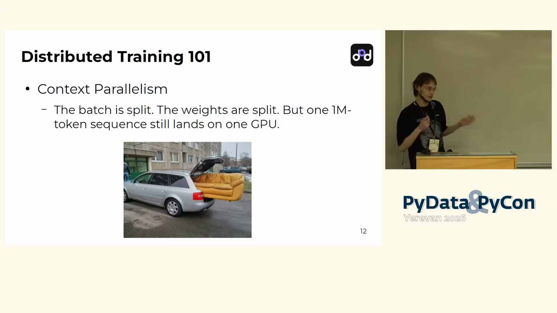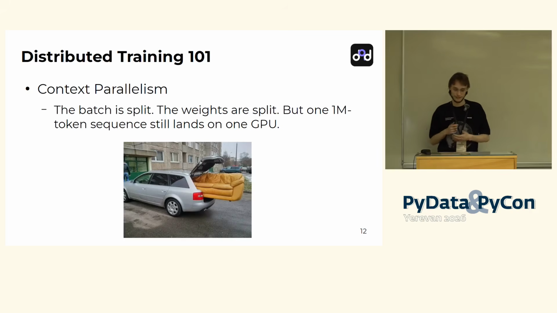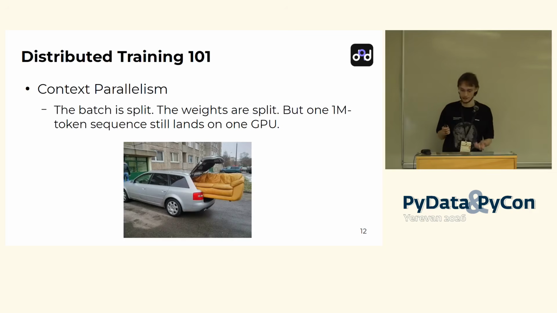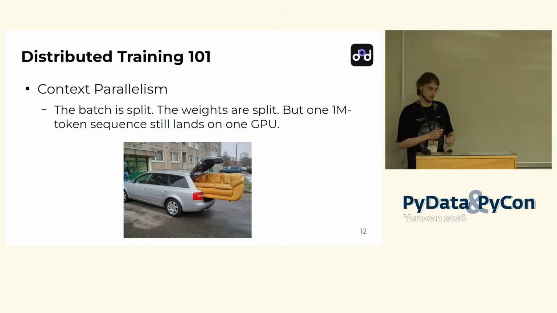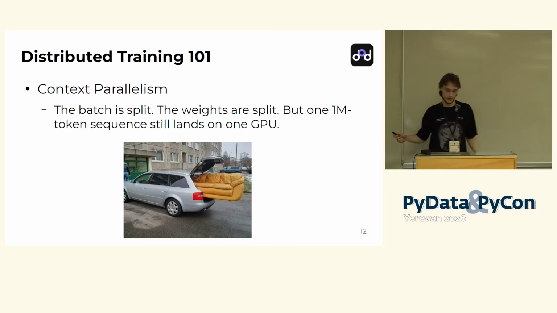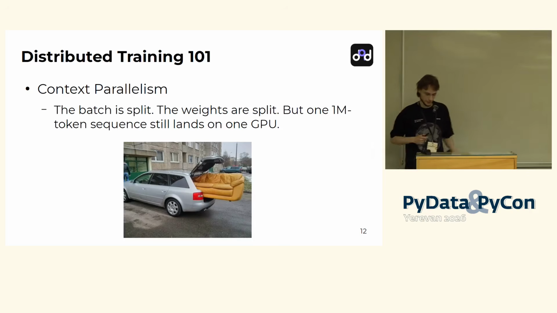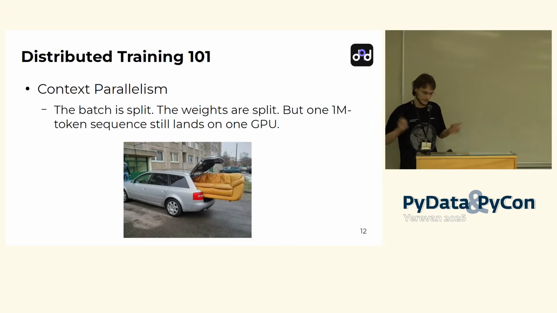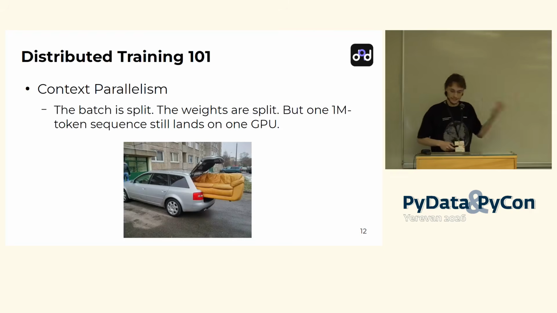So I've told you about splitting the data, about splitting layers, but what about a case when we want to train a model on long context? If we get 1 million token sequences, they will all land on each GPU and obviously won't fit. That's like somebody trying to fit a large sofa onto a small car. So we somehow have to split the sequence too.